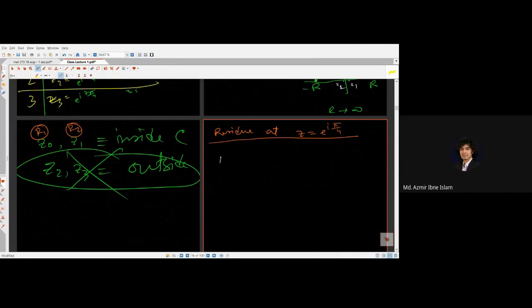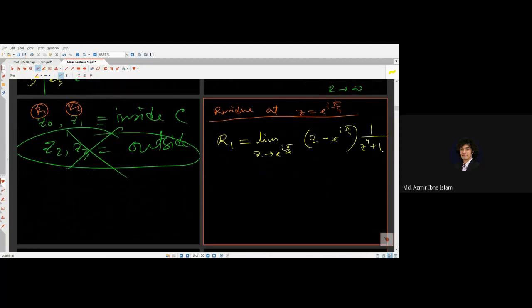So R1, limit Z tends to e to the power I pi by 4, (Z minus e to the power I pi by 4) times f of Z, that is 1 over Z to the power 4 plus 1. Have you understood? I have written directly. Yes, sir.